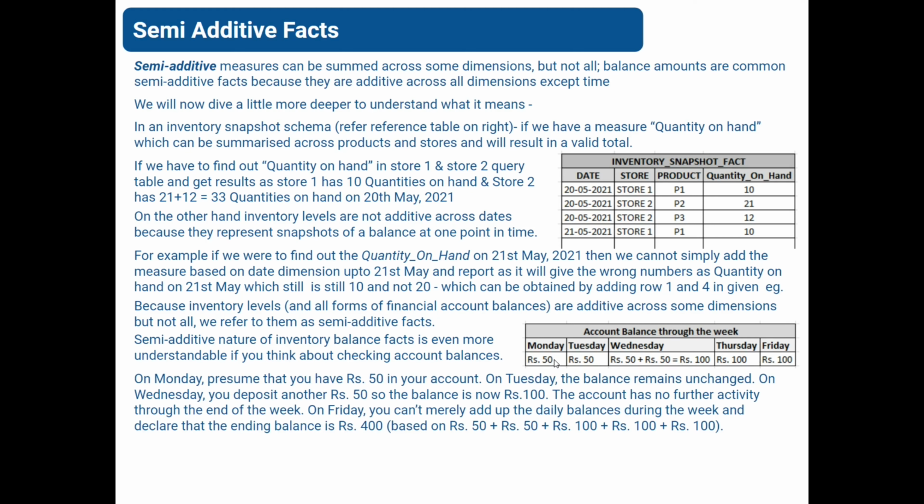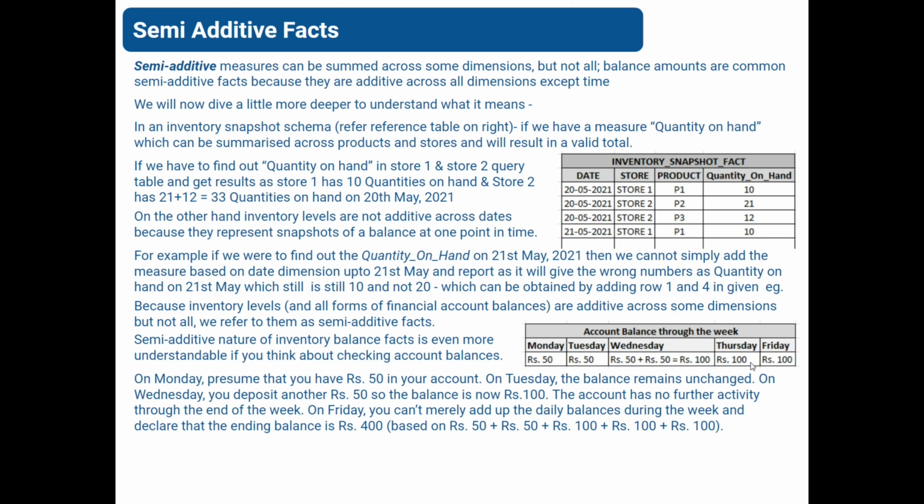So on Monday, presume that you have rupees 50 in your account. On Tuesday, the balance still remains 50 and it is not changed. On Wednesday, you deposit another 50 rupees and your balance changes to 100 rupees now. The account has no further activity through the end of the week.